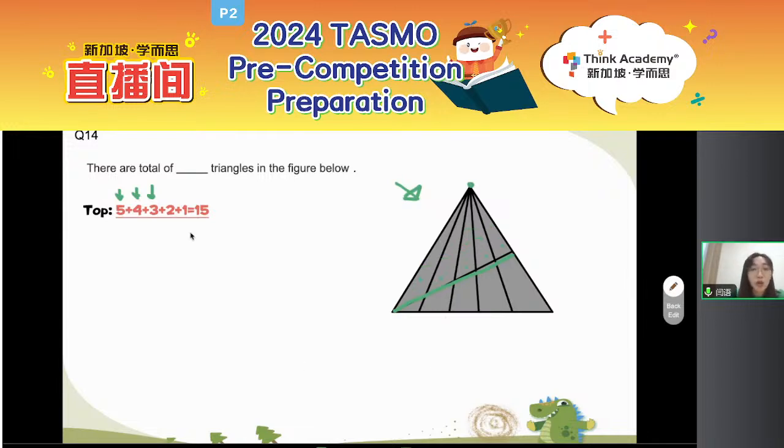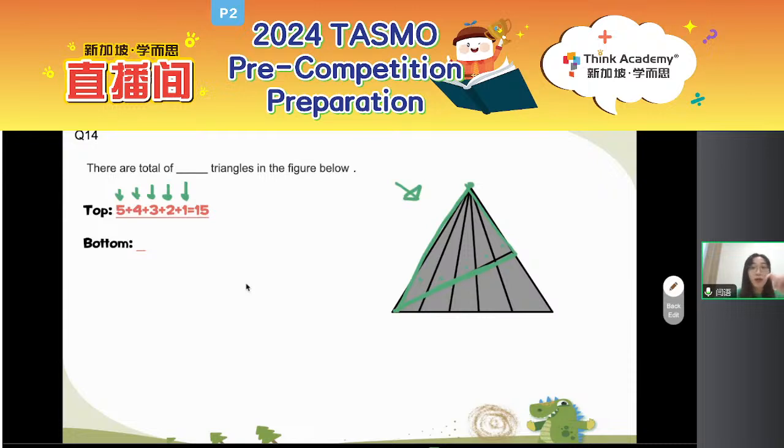And then what about the 2? The meaning of 2 is that if you combine 4 triangles together, you will have 1, 2, 3, 4, and then 1, 2, 3, 4. So here we have 2. Okay. And what about the last one? For 1, you just combine all these 5 smaller triangles together. So here you will get a bigger one, right? Like this, okay? So on the top, there are 5 plus 4 plus 3 plus 2 plus 1.